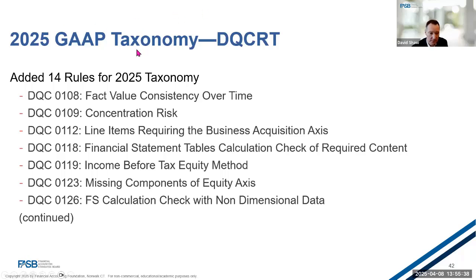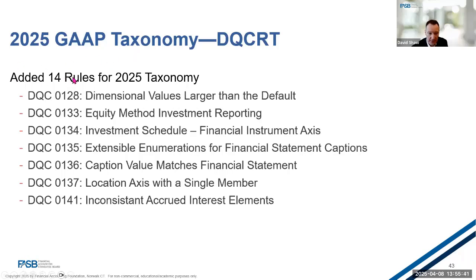Next slide, please. On this slide, we have listed out the remaining 7 new additions to the DQCRT. I do want to highlight that rules 135, 136, and 137 all address data quality issues around the disclosure of values that are not separately disclosed in the FASB financial statements. These rules work in concert to help ensure that that data is tagged appropriately, that makes the best use for consumption of that information.